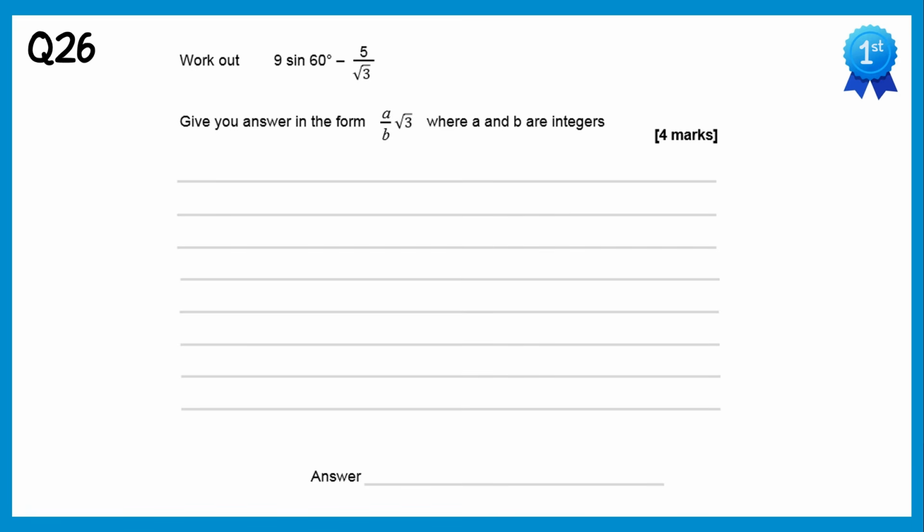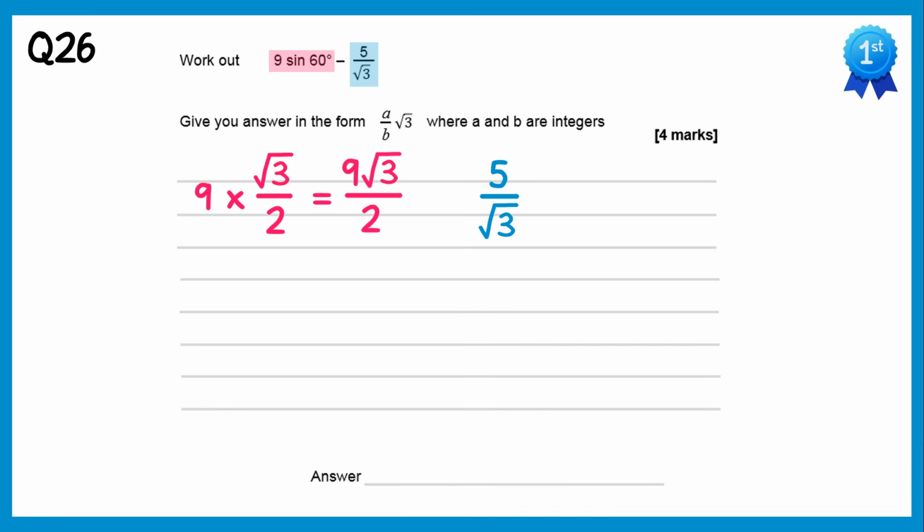For this question we need to deal with surds. We'll start with 9 sine 60. You need to know that sine 60 is root 3 over 2, so this is just 9 times root 3 over 2, which is 9 root 3 over 2. If we then look at 5 over root 3, this is one where we need to rationalise the denominator, so times by root 3 over root 3, which gives 5 root 3 over 3.